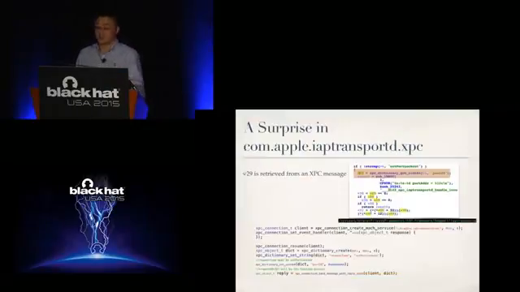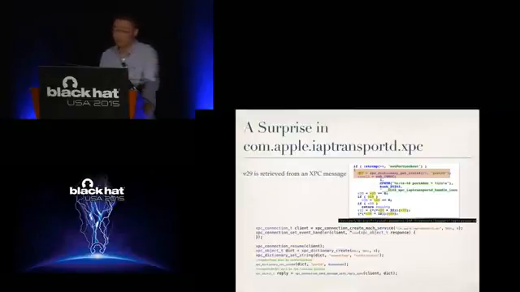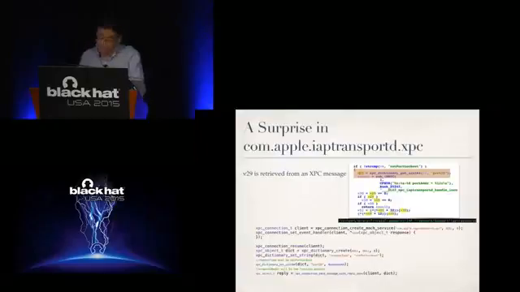And finally, I want to share a remote code execution bug in a program called the IAP Transport D program. It's a very surprising bug to us. Let's go through the code quickly again. Basically, the server side tries to retrieve the object using the key port ID. And this API will return an integer.